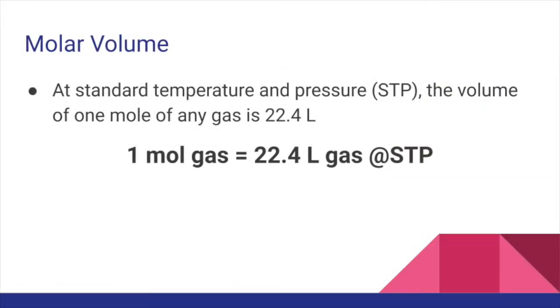But first, we'll look at a convenient dimensional analysis conversion factor shortcut that comes out of the ideal gas law. It is molar volume, sort of like molar mass, but for the volume of a gas. At standard temperature and pressure, known as STP for short, the volume of 1 mole of any gas is 22.4 liters. This conversion factor can be used to convert between moles and volume of gas at STP. 1 mole of any gas is equal to 22.4 liters of gas at STP.